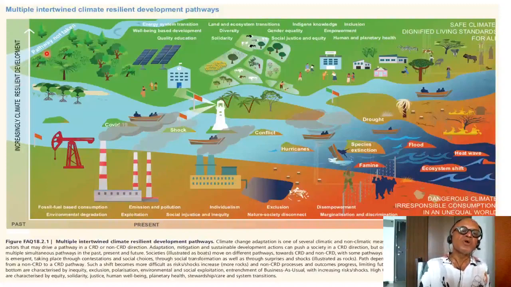God forbid we go here. Pathways not taken: we could end up with energy system transition, well-being based development, quality education, and you have land and ecosystem transitions, diversity, solidarity, indigenous knowledge, inclusion, gender equality, social justice and equity, empowerment, human and planetary health, leading us to a future that is safe in terms of climate, dignified living standards for all. Well, let's work towards that.